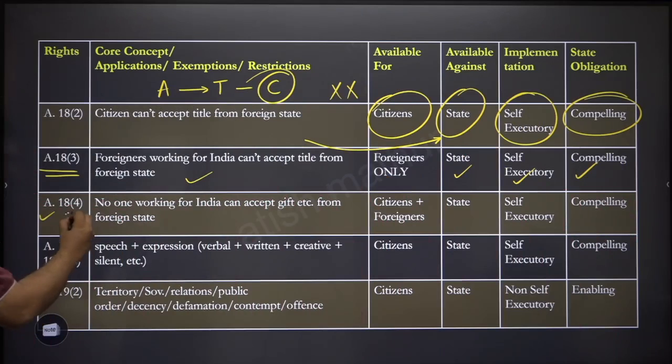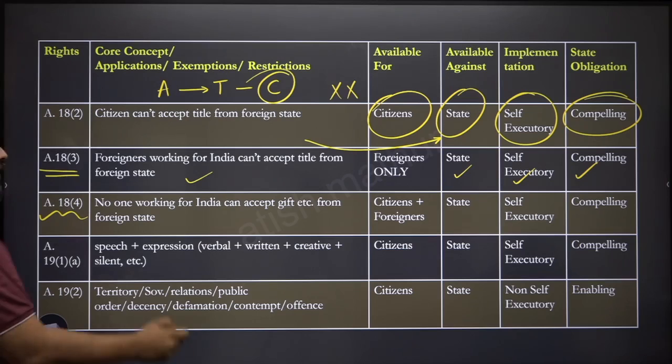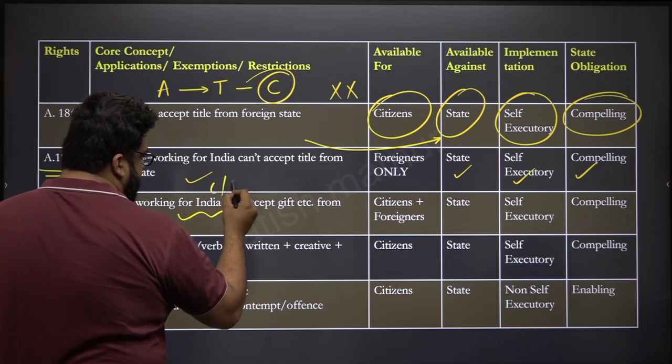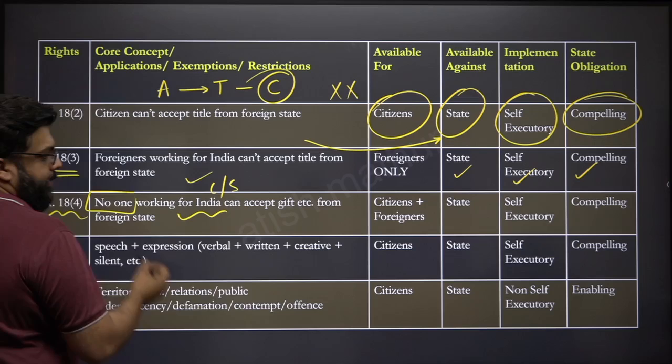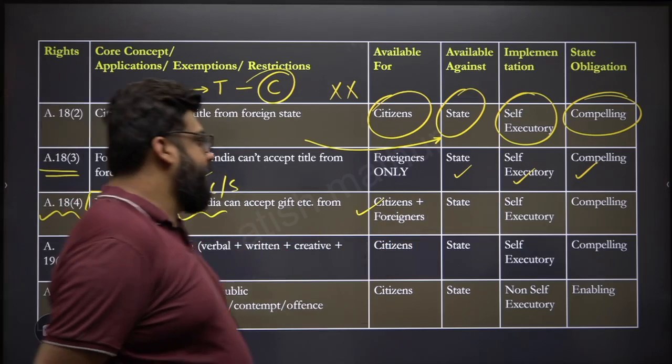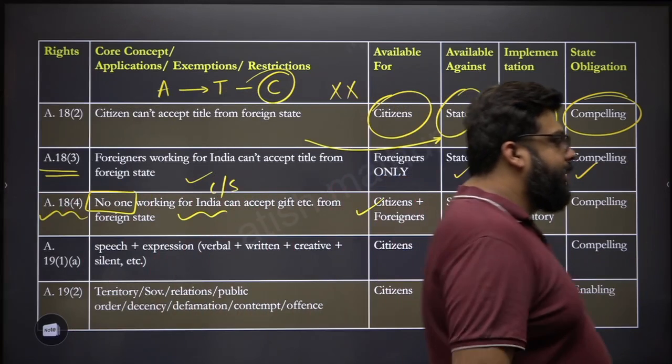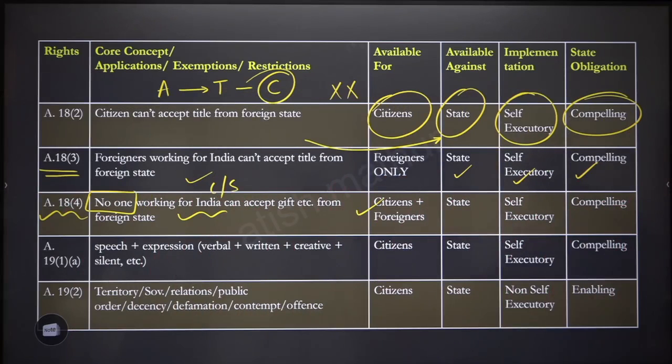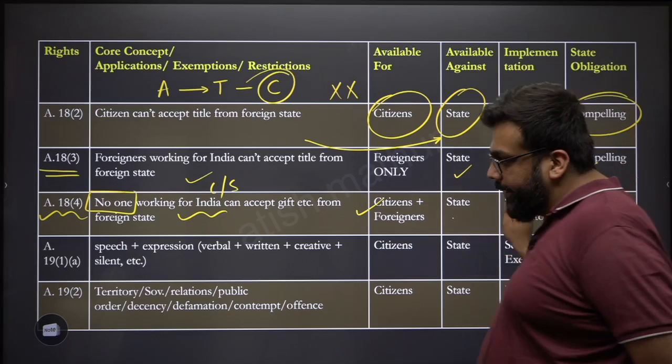Then you have Article 18 clause 4. No one working for India can accept a gift or a present or an emolument from a foreign state. Working for India means working for either the central or the state government, and no one means it is available for citizens and foreigners both, and it is available against the state, again through the same mechanism as I mentioned for 18 clause 2. It is self-executory and therefore it is compelling in nature.